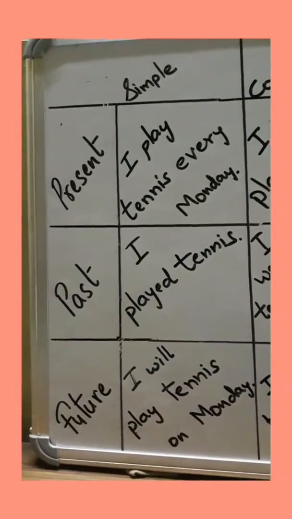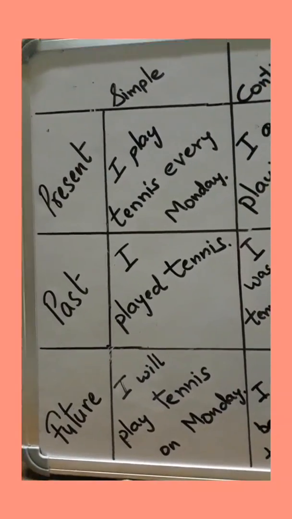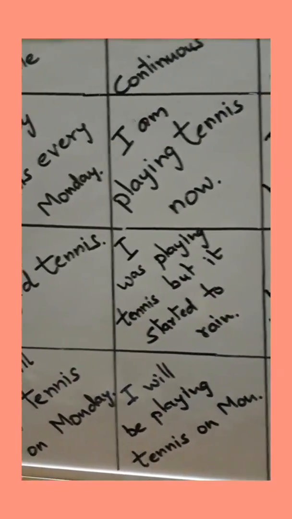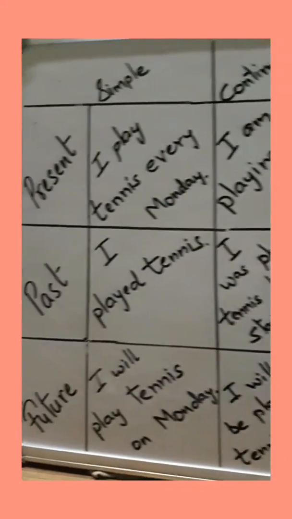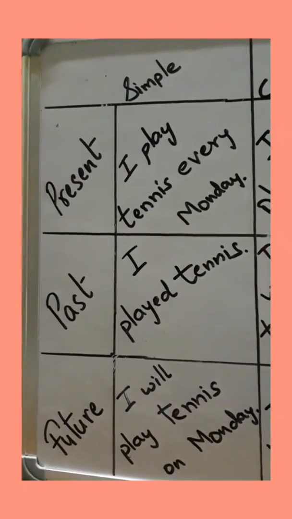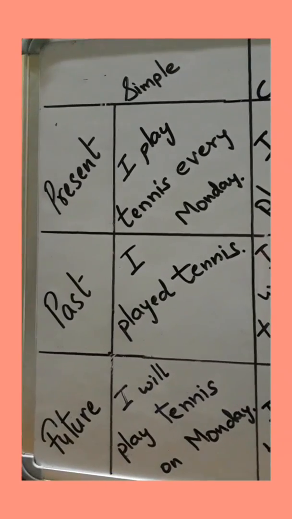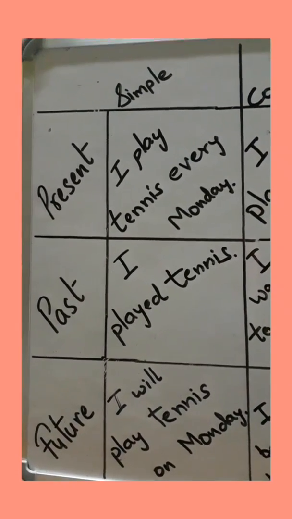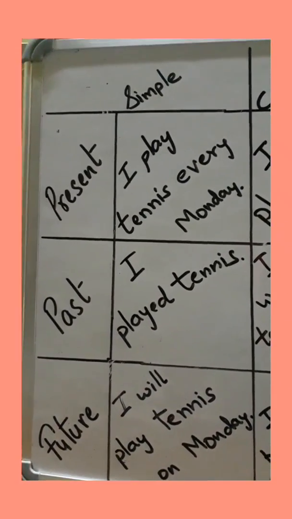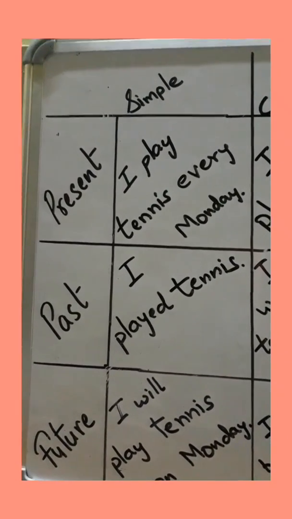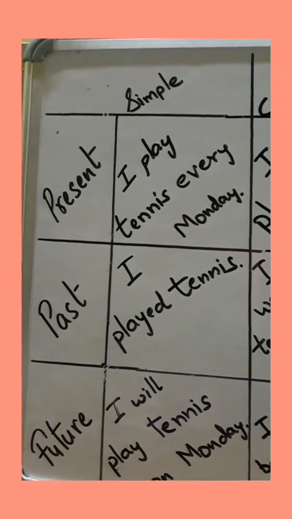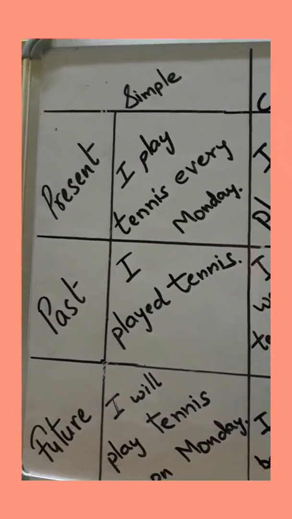Let us study the three tenses and their four forms: simple or indefinite, continuous or progressive, perfect, and perfect continuous. Beginning with simple present, see the example. I play tennis every Monday. Here, children, we see that an action is taking place on a regular basis. So, in the simple present tense, a repeated action is shown.